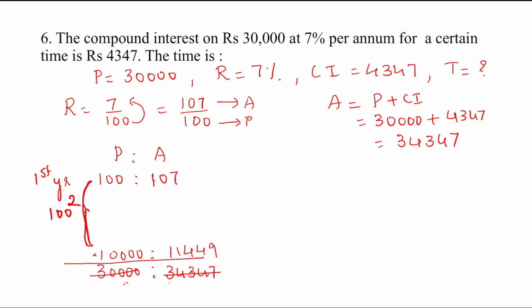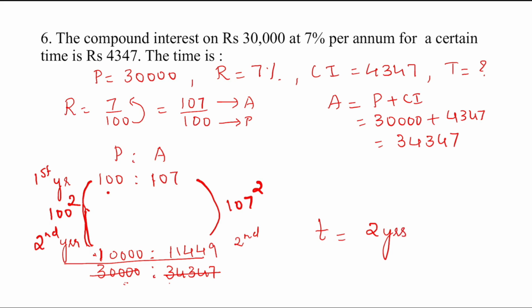But when will this happen? At the end of second year. I have told you always for second year we have to square. So 100 square, when we do, we will get 10,000. So that means at the end of second year we are getting 10,000. And then 107 square is nothing but 11,449. So this is also happening at the end of second year, isn't it? So therefore this means that time is equal to 2 years.